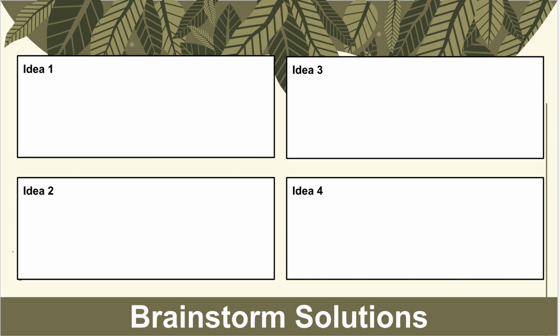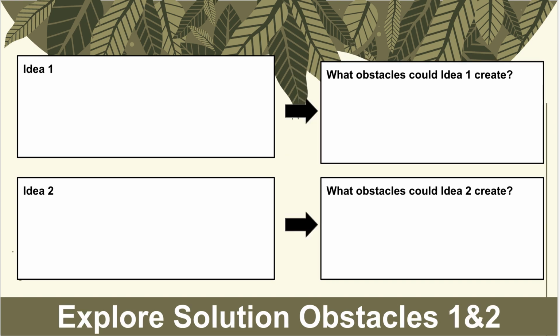Students will pick 4 ideas to really flesh out so that they can share with their peers. But before they do, they're also going to think about the different obstacles that could come from the different ideas. So they're going to flesh out idea 1. What obstacles could idea 1 cause? The same for idea 2. And then they're going to do that again for idea 3 and 4 to make sure that they're thinking deeply about the different solutions that they're posing to their classmates.